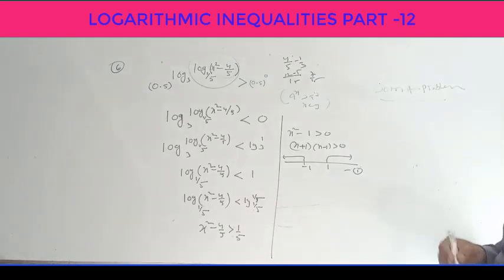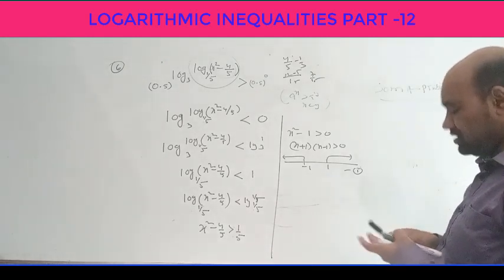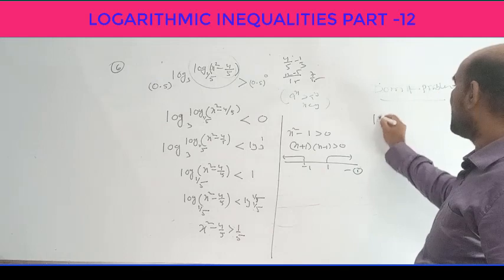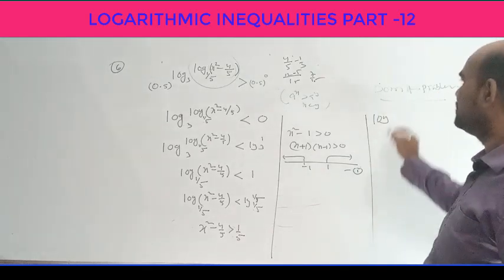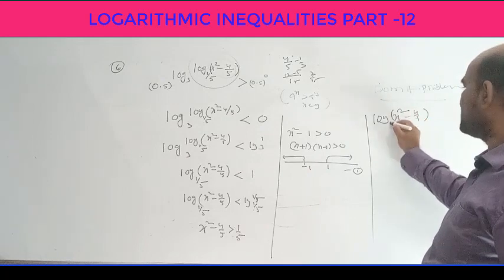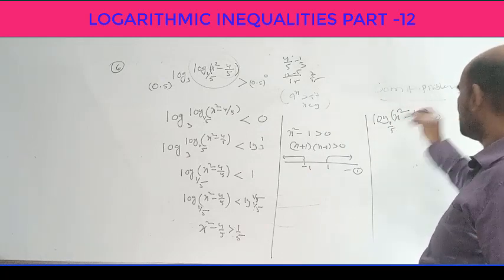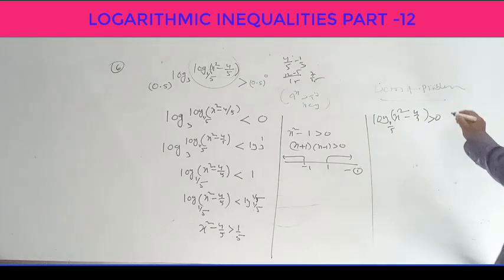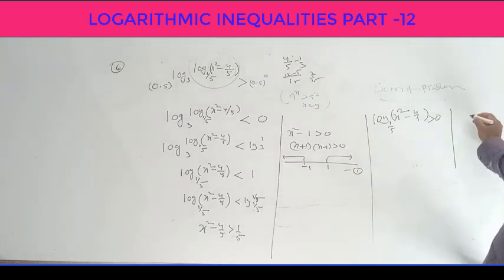Observe here, students. Two conditions now. What is the first condition? Logarithm of (x square minus 4 by 5) to the base 1 by 5 should be greater than 0. Next one is x square minus 4 by 5 should be greater than 0.